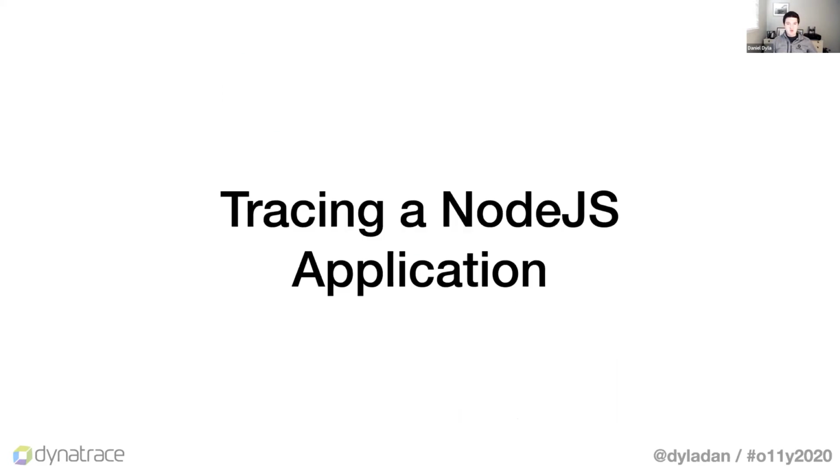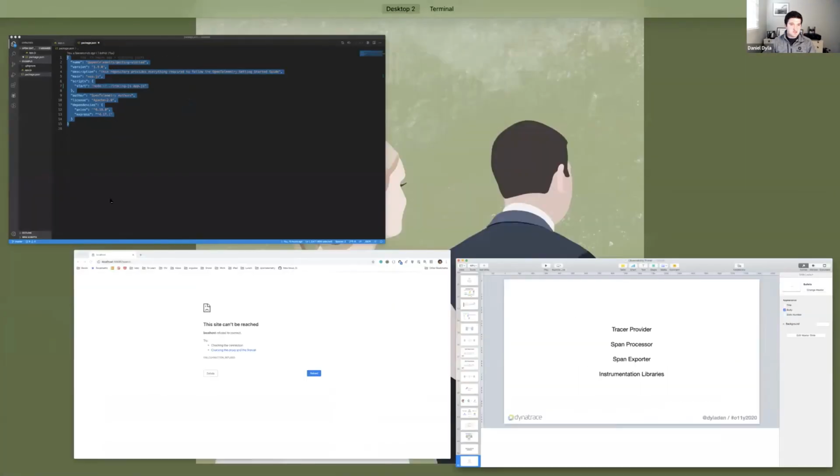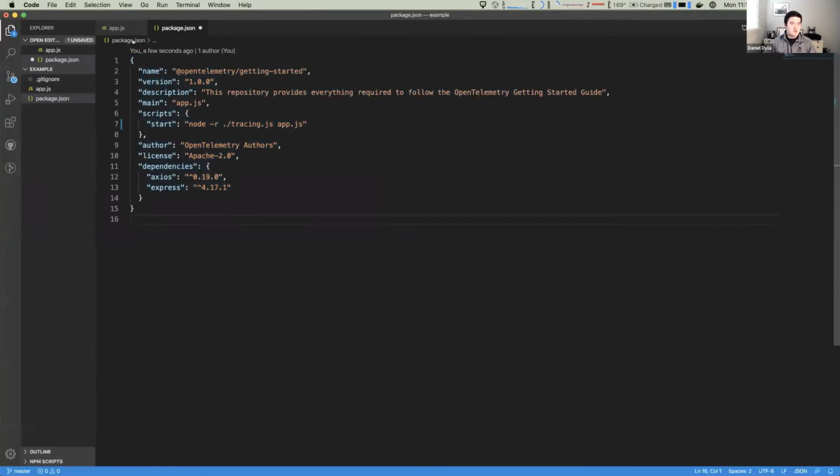So now I want to walk you through the process of tracing a simple Node.js application. The important things that we're going to go through here are a tracer provider, which is the root entry point of the tracing API, a span processor and a span exporter, which are the export pipeline that gets traces out to your tracing backend, and instrumentation libraries, which are what actually gather the telemetry data. So let me close this real quick and move over to my application.